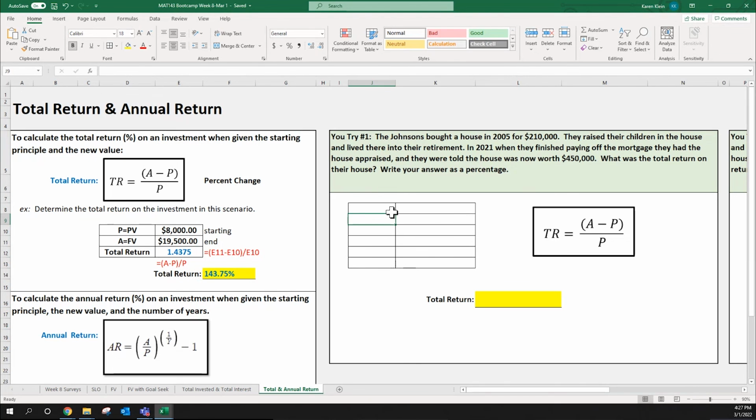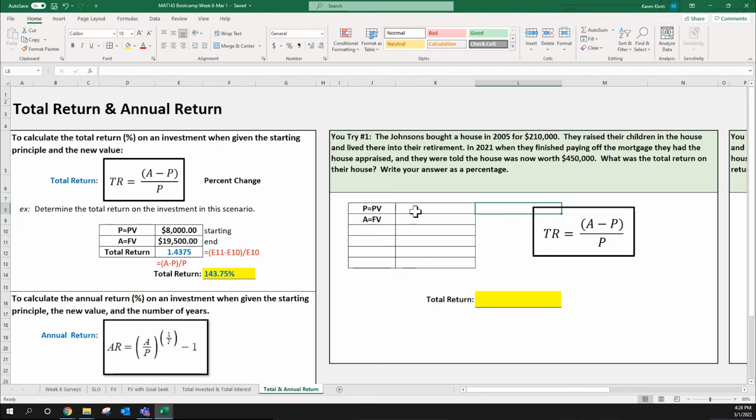Now, for these, we only need A, which is the same thing as future value, and we only need P, which is the same thing as PV. And it doesn't matter which order you go in. If you want to keep it in the same order which we've been doing, that's fine.